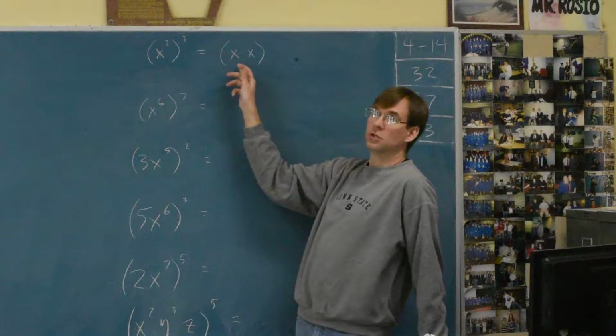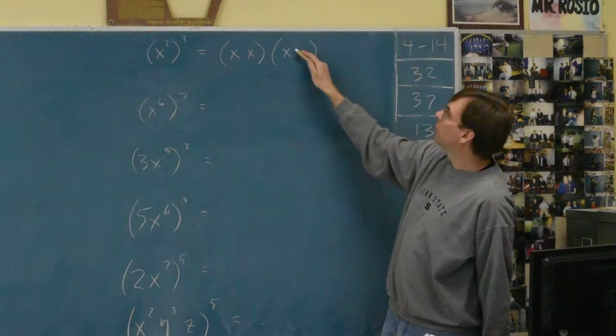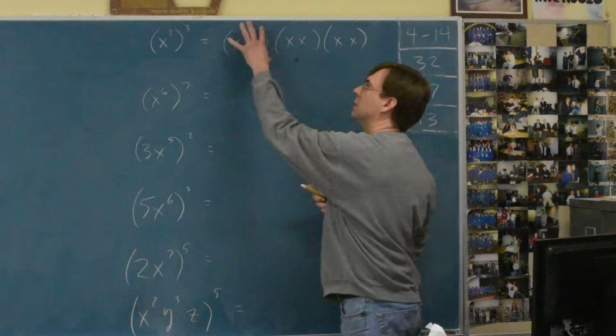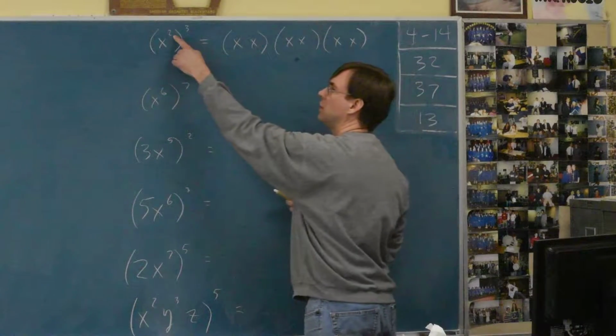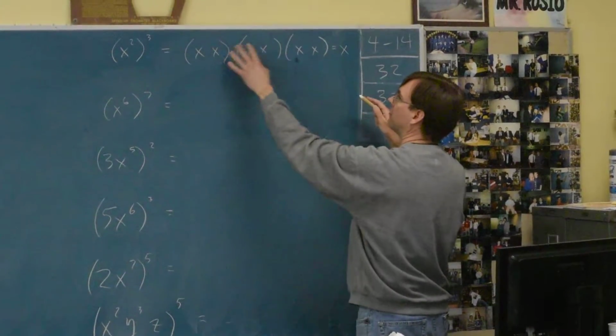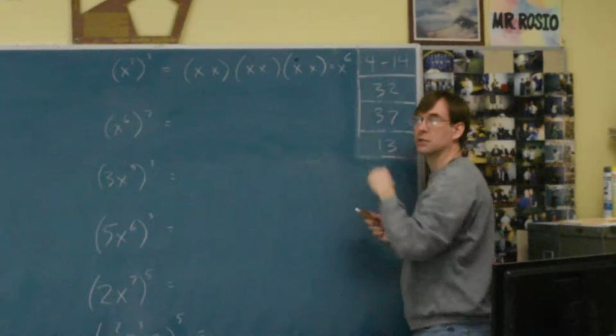This x squared means there's two of them. But if I go cubed, that means I have a triple group of them. So this 3 means 3 groups. 2 means each group has 2. And as you can see, if you do that, grand total there is 6 of them. 1, 2, 3, 4, 5, 6.